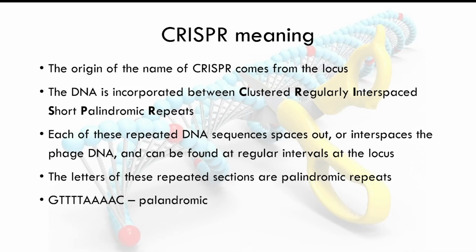So the letters of the repeated sections, you don't need to know this. G, 4 T's, 4 A's, and a C. Guess what? Run that backwards. What do you get? Exactly the same. C goes with G. It is GTAC. Why do you think GTAC has the initials GTAC?